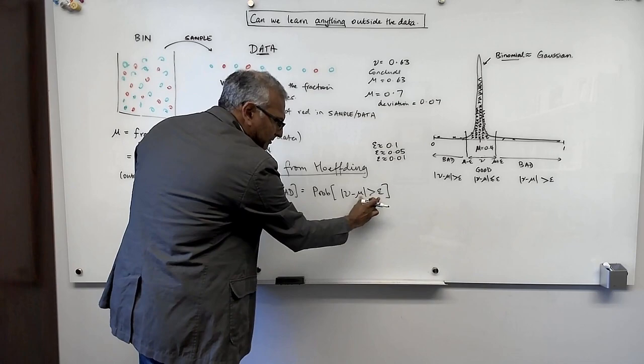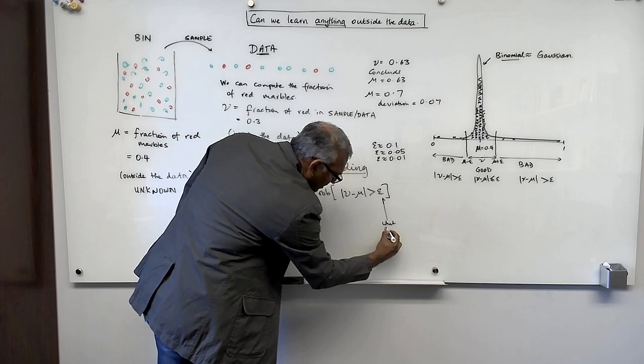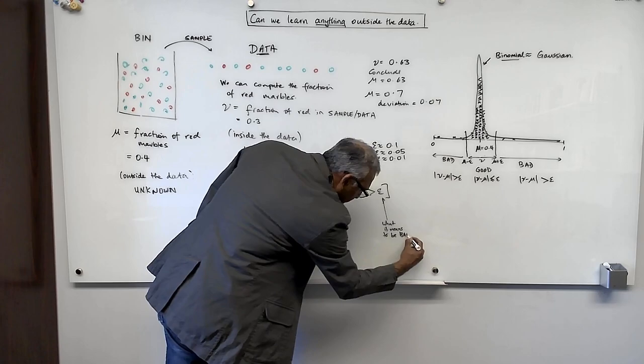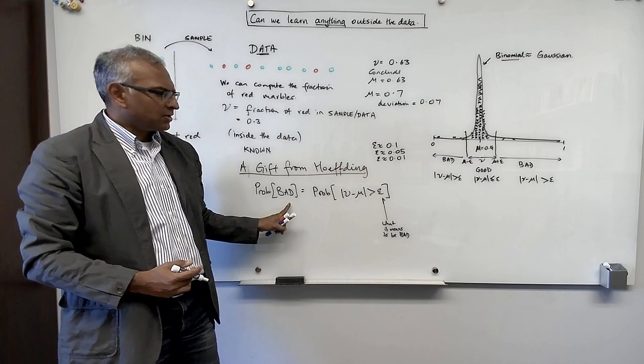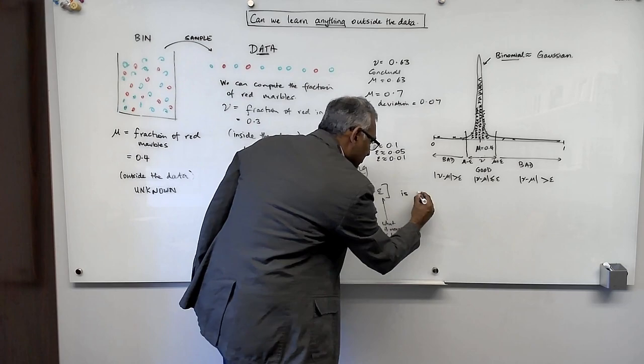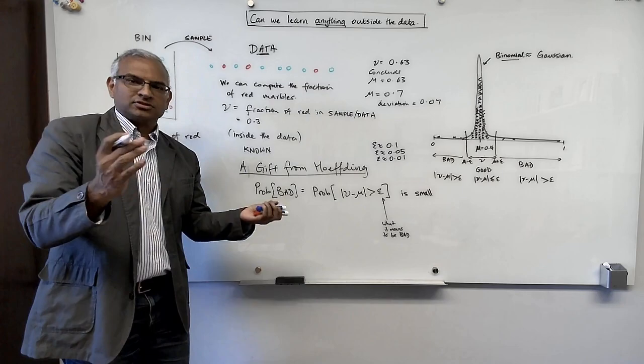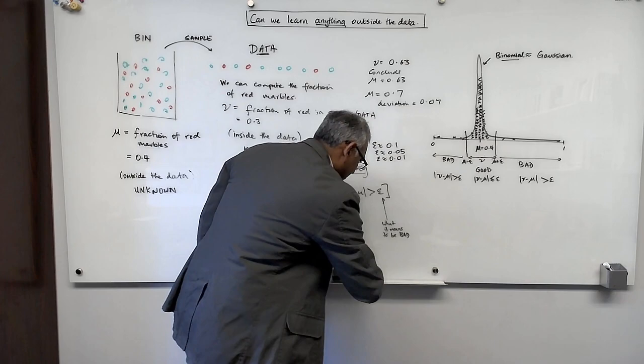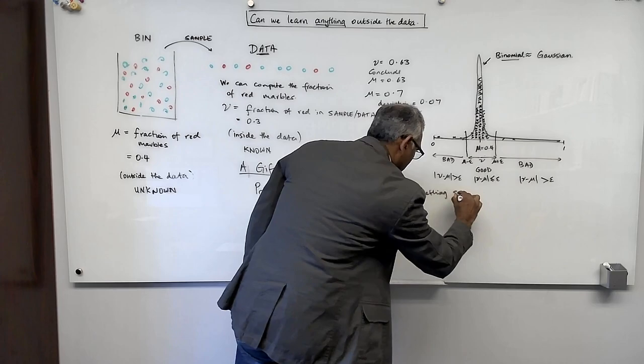So that is exactly the definition of a bad situation. And what Hoeffding said is that the probability of a bad situation is small. That's what he said. But now, of course, he's a mathematician, so he didn't just say small. To show that something is small, you're going to show that it's less than or equal to something small.